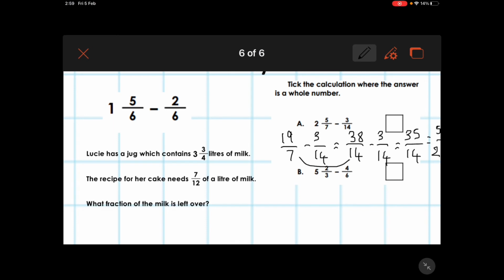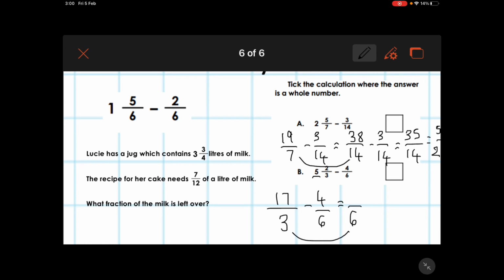5 wholes and 2/3 minus 4/6. So I have a denominator of 3, and I have 5 wholes. I have 3 lots of 5, or 5 lots of 3, which is 15, and I have my numerator, which is 2. Now that gives me an answer of 17. 17 is my numerator, and 3 is my denominator, and I am subtracting 4/6. Give them both a common denominator of 6.